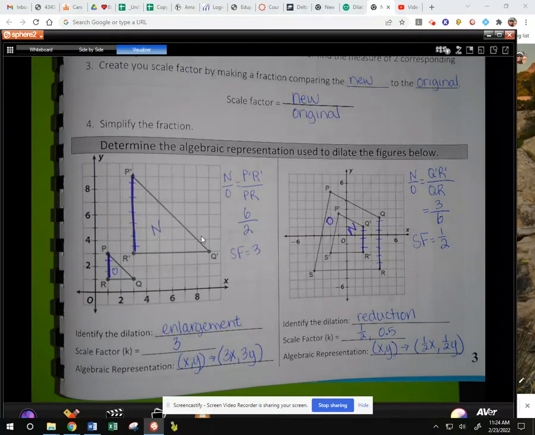Today your work is in Canvas on dilating on a coordinate plane. So go in and do that and submit me your paperwork.